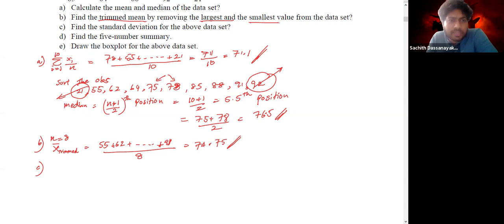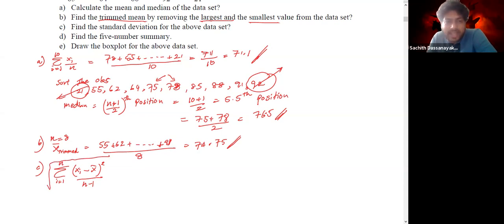Okay, so part C, find the standard deviation. So how do we find the standard deviation? What is the equation? Summation of i equals 1 to n, xi minus x bar, squared, divided by n minus 1. This is for variance. If you need to find the standard deviation, you have to take the square root of this.